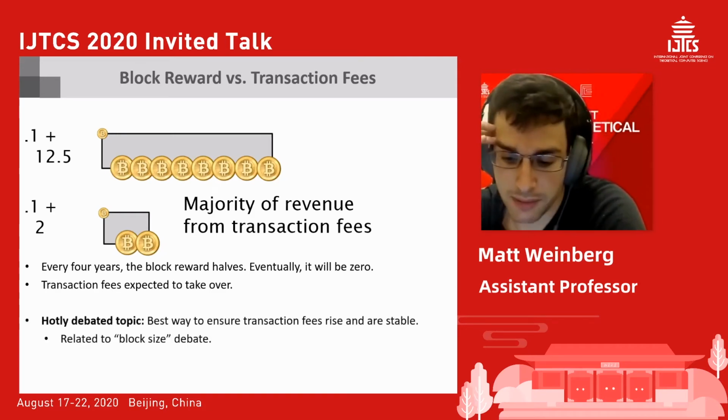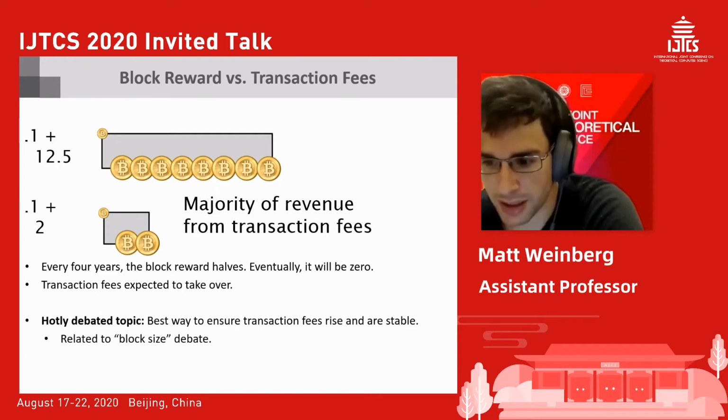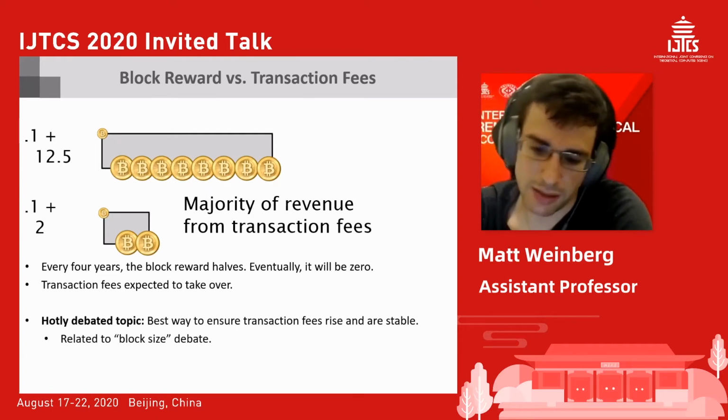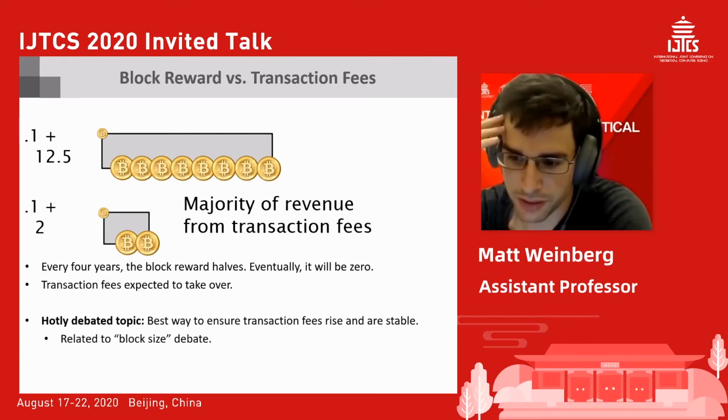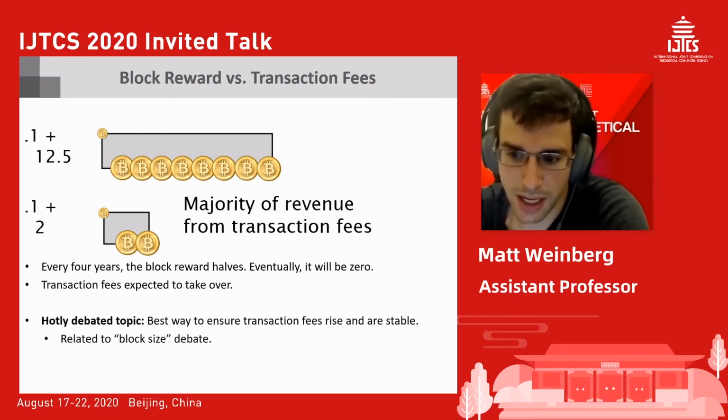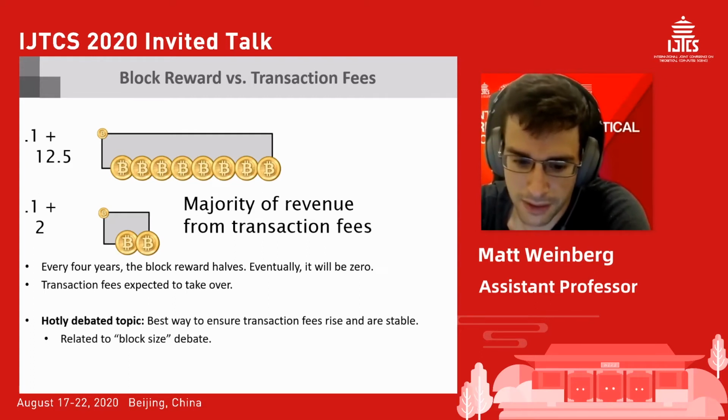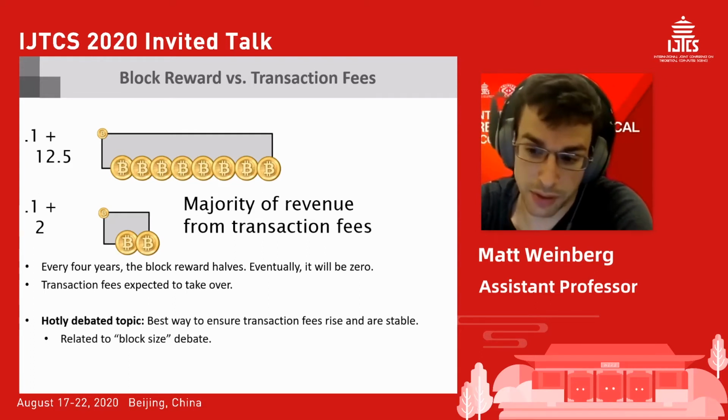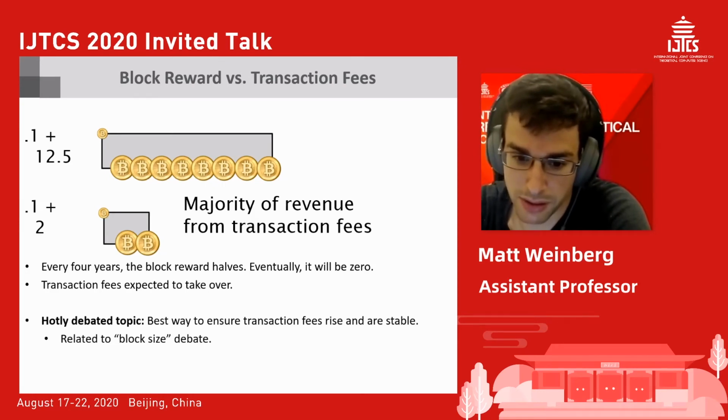And so there's this hotly debated block size debate. This was one of the motivating factors for Bitcoin Cash splitting from Bitcoin. How do you make sure that the transaction fees rise and are stable, so that, for example, the transaction fees are large enough to replace the block reward?